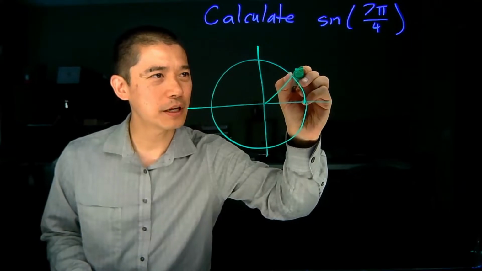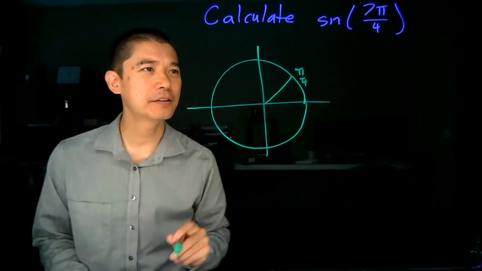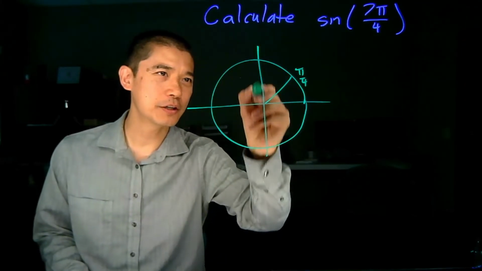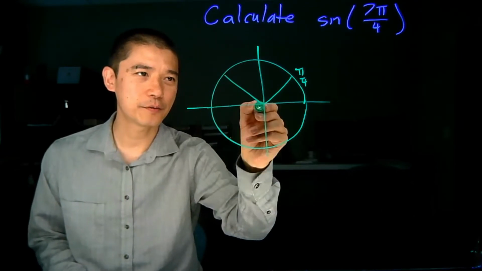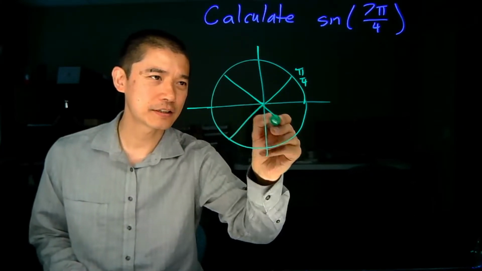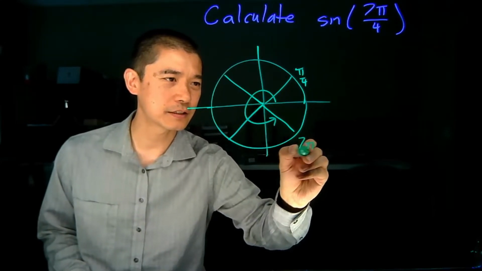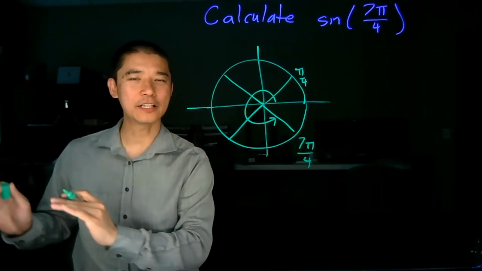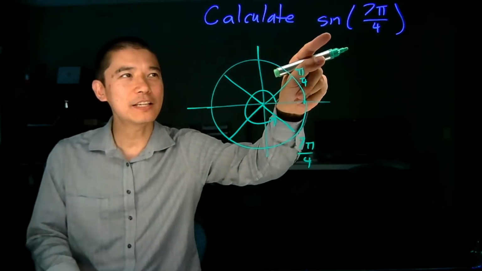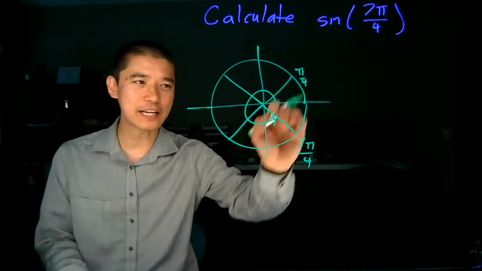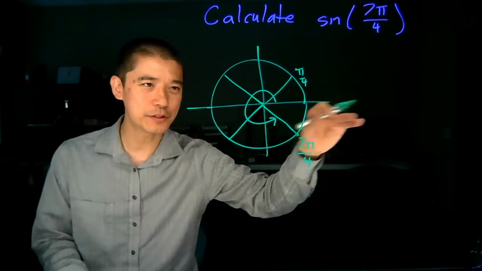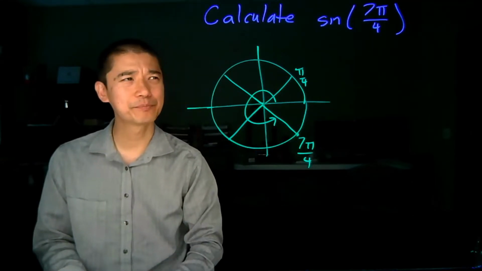So pi over 4 is here. We want 7 of those. So 1, 2, 3, 4, 5, 6, 7. So 7 pi over 4 looks like this. And this angle lies in the fourth quadrant. That immediately tells us that the sine value is going to be negative because we are below the x-axis. Our y value is negative here.